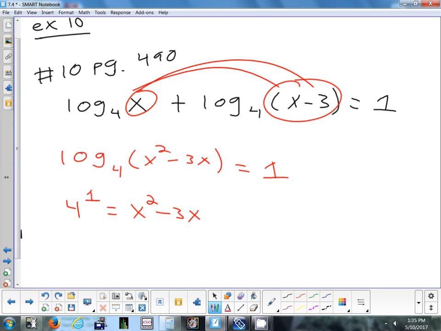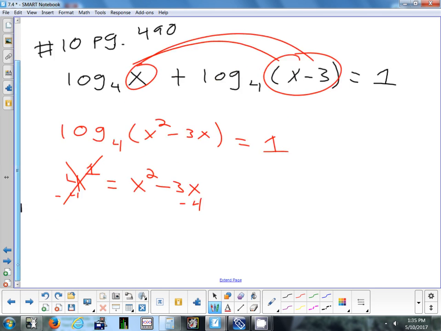Now it's just solving a quadratic. Shannon, what do we always get it equal to when we solve a quadratic? 0. So I think the easiest thing would be to just subtract 4 to the first power, put it on the other side, and do 4 to the first power at the same time. So Alex, what is 4 to the first power? 4. So I'm going to minus 4 from each side, and I'm just going to write it a little lower. We get 0 equals x squared minus 3x minus 4.